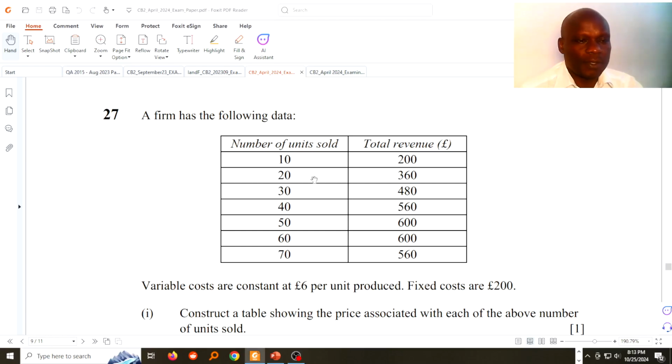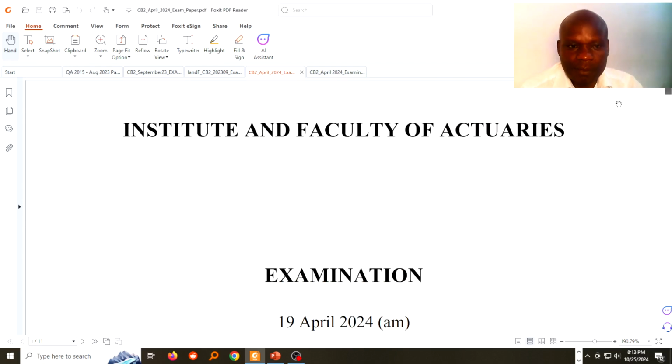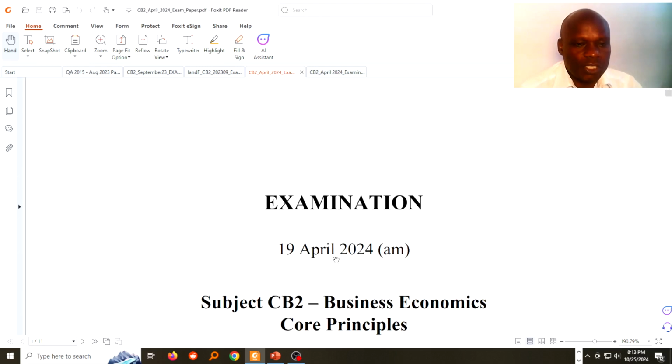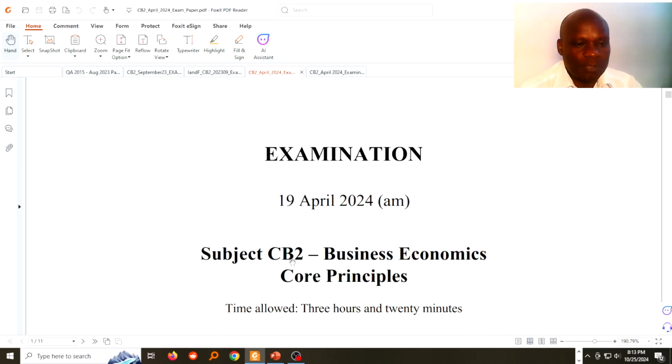Now, question 27 of April 2024 examination, that is CB2, Business Economics, a subject offered by the Institute and Faculty of Actuaries. Basically, the paper is this: Institute and Faculty of Actuaries, examination 19th April 2024. Subject is CB2, Business Economics, Core Principles.